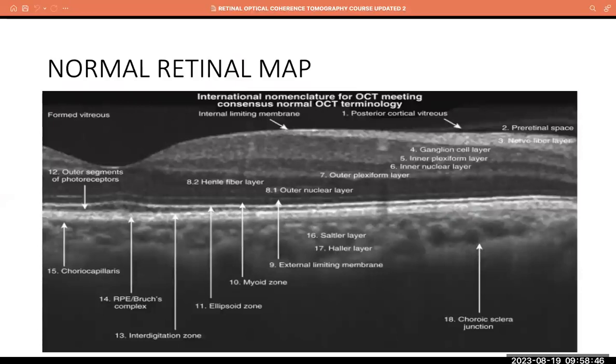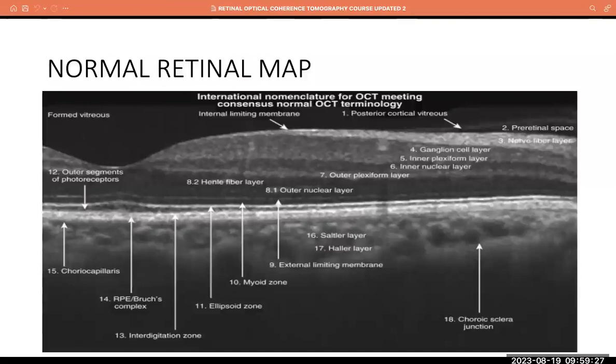The way I usually think about it is that almost everything happening in the outer retina is the RPE and photoreceptors. The RPE is there, the photoreceptors interdigitate with the RPE and with themselves, and they have their components: the myoid zone, the ellipsoid zone, and their outer segments. Then what separates them from the rest of the retina is the external limiting membrane. So that's the outer retina.